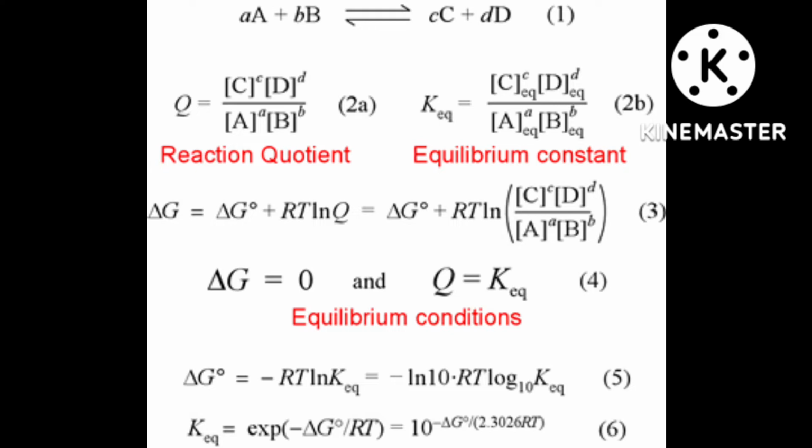273 Kelvin means 273 plus 0 degree Celsius. Absolute zero is different. That is minus 273, called absolute zero temperature. Then for pressure, standard pressure is 1 bar.